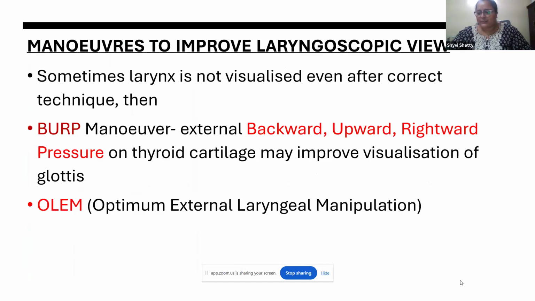Some of the maneuvers to improve the laryngoscopy would be, sometimes the larynx is not visualized even after correct technique. Then what do we do? We do something known as the BURP maneuver, that is backward, upward, rightward pressure on the thyroid cartilage, which may improve the visualization of the glottis. Also, we can do an optimum external laryngeal manipulation.